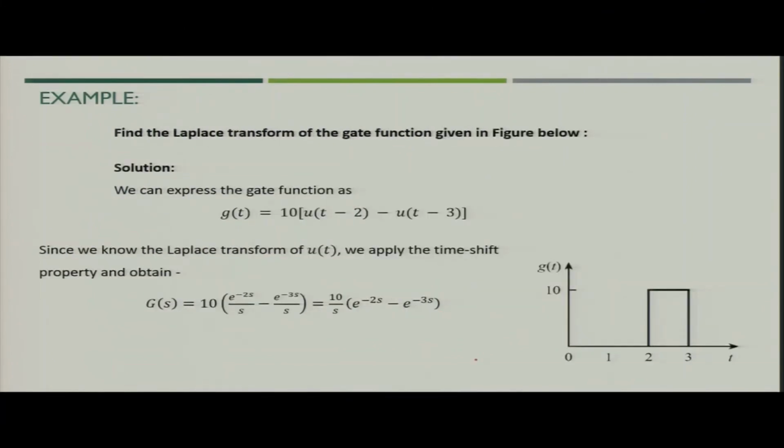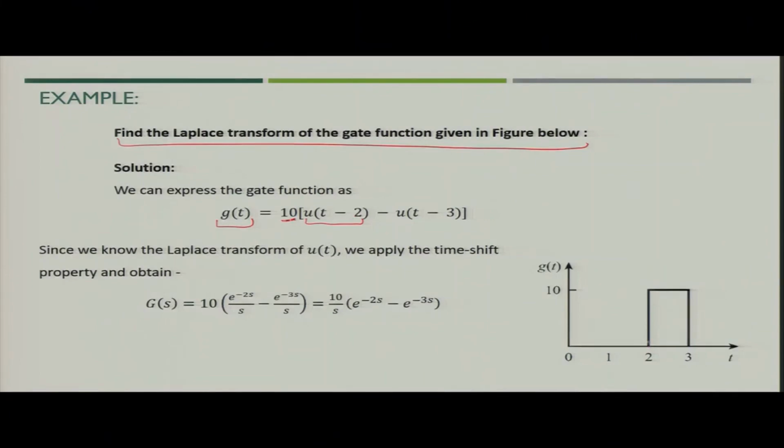Now, next, if we are asked to find the Laplace transform of a gate function. What we can see here is a gate function which starts from 2 and completes at 3. So, you can say that this particular function is a combination of two unit step functions. How? You can say this function g t is nothing but 10, because 10 is the amplitude, multiplied by the unit step function u delayed by 2 time periods, so u t minus 2.